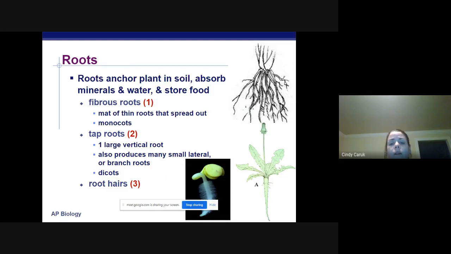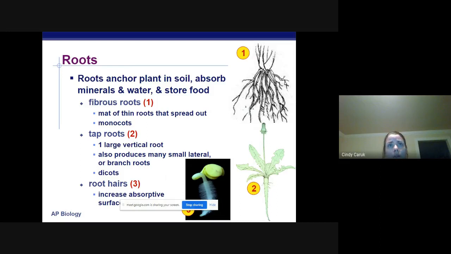And then my third picture here with the little bean, all those little white fuzzy things, those are root hairs. They increase the surface area with a very small volume, just like we saw the villi in the small intestine, alveoli in the lungs, capillaries in the circulatory system, nephrons in your kidneys. These are really going to help absorb more water, right? So there's your first, your fibrous, your second, the taproot, and your third, the root hairs.